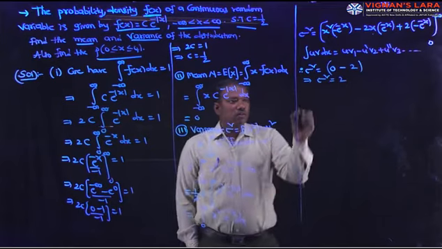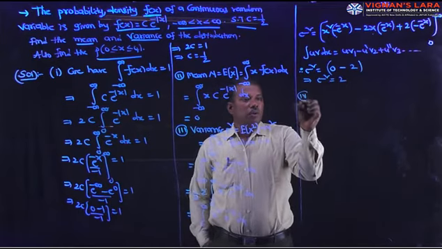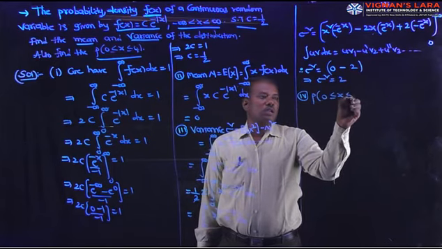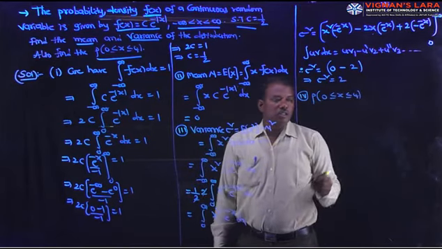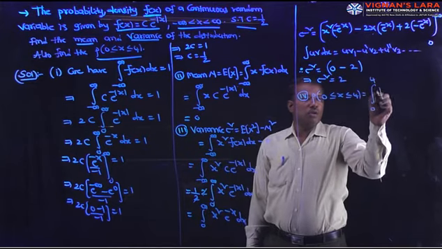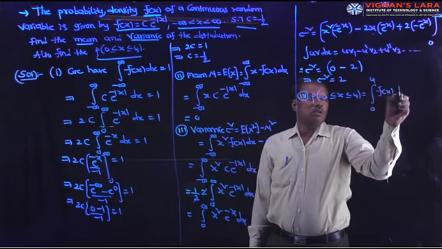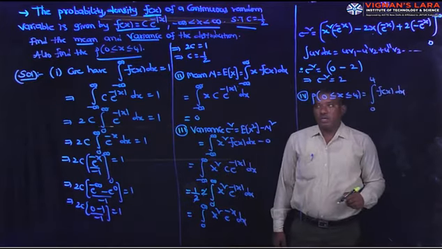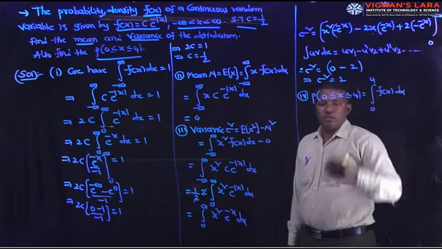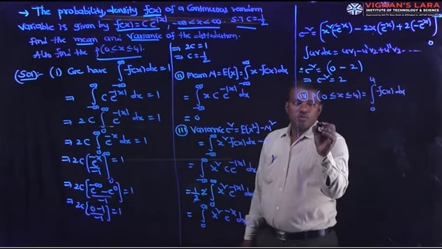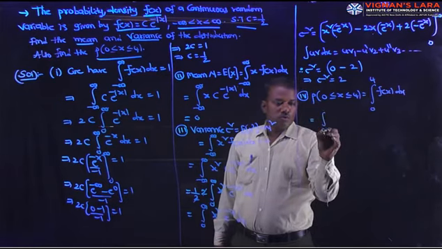Next, the fourth one: probability between 0 and 4, that is 0 less than or equal to x less than or equal to 4. It is nothing but, by the properties, integral 0 to 4 f of x dx. It is a continuous distribution, so integrate from 0 to 4. But in the discrete case, add all values between 0 and 4.